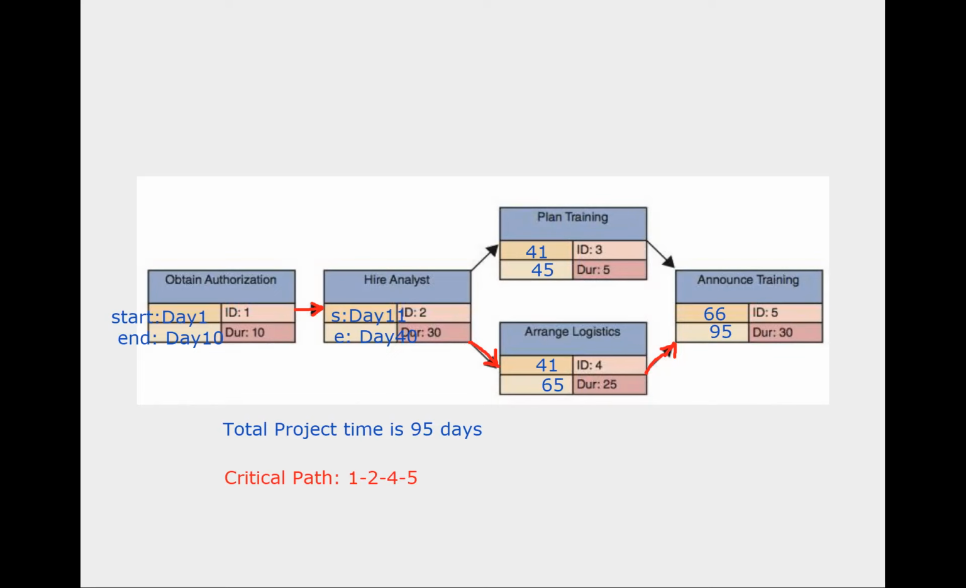I will repeat the question. You can see the plan training. It will take only 5 days. Now what you see here is you don't necessarily start with day number 41. You can delay if you want. My question is, how many days can you delay this plan training? Understood my question? How long can you delay?